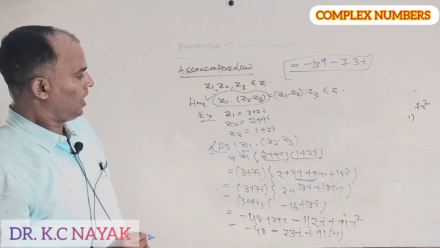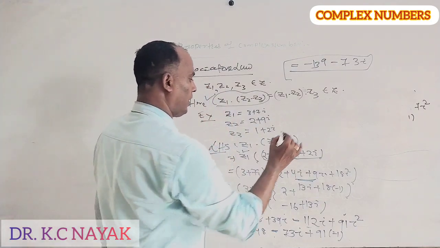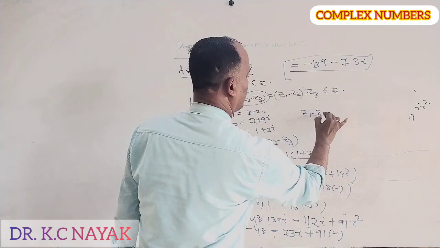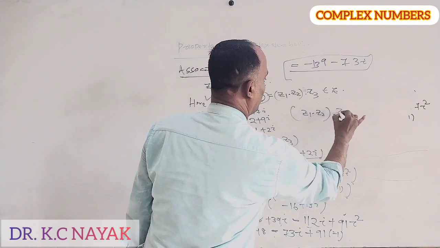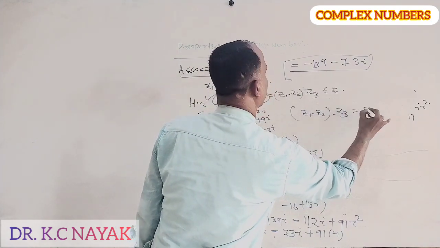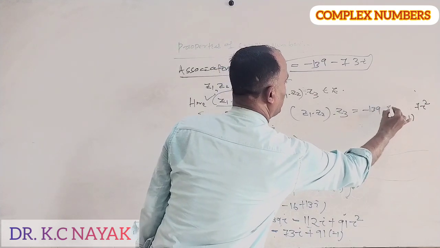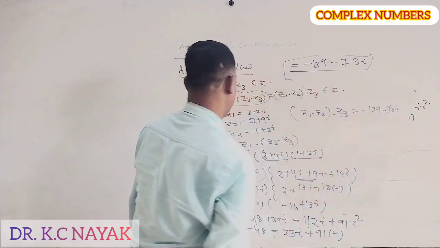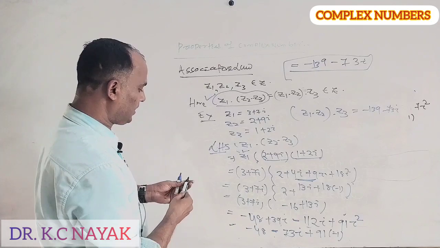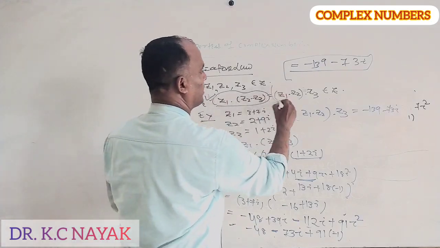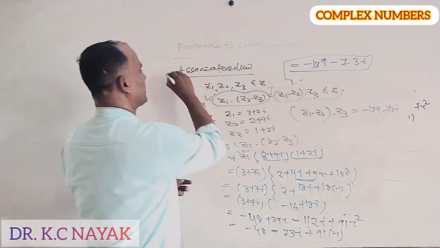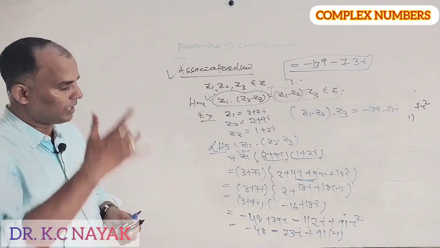Similarly, we also go for Z2, Z1 into Z2 into Z3, which is also equal to 139 minus 73i. That means this part is equal to this part. Then it justifies the associative law.